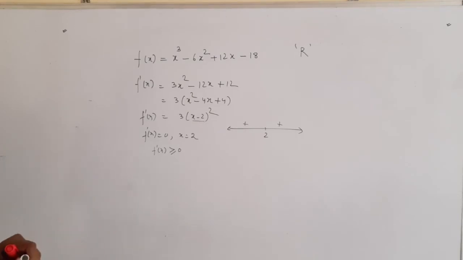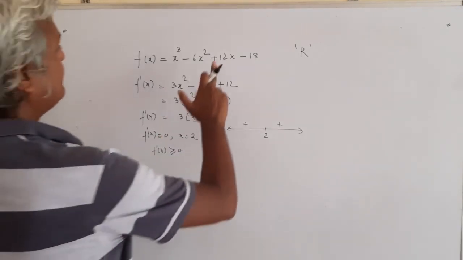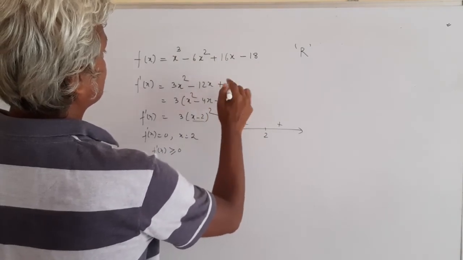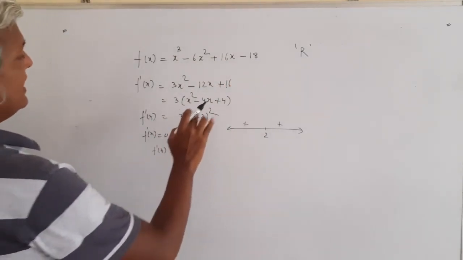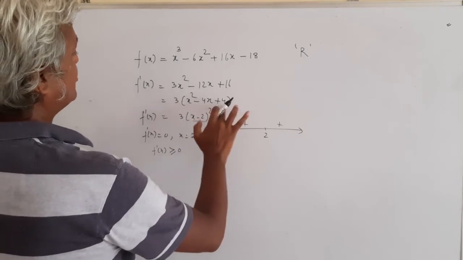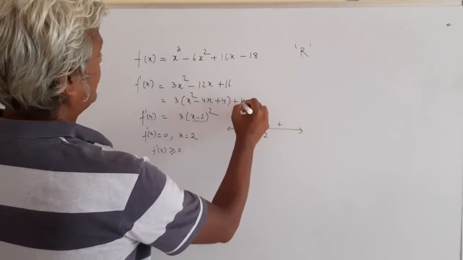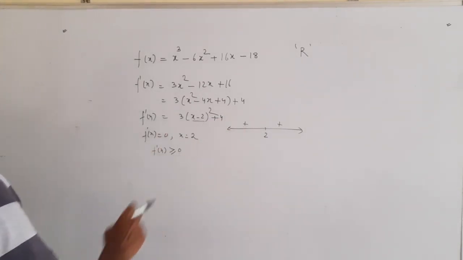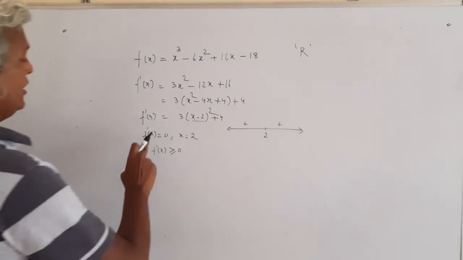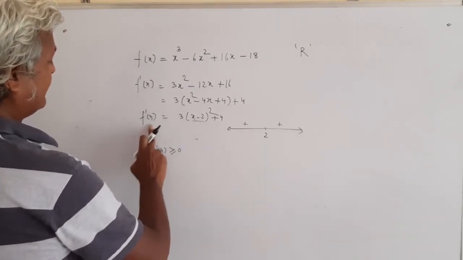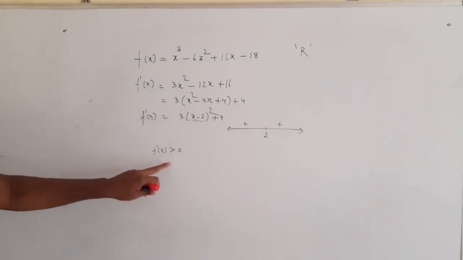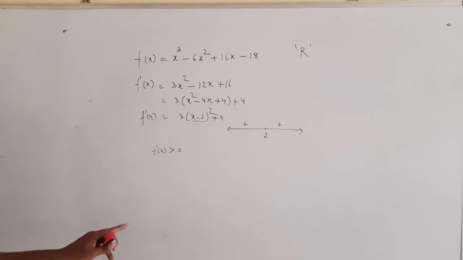Suppose I make some changes to this to make it strictly increasing. What can I do? I can make this 12x as 16x. Then I will have 3 fours are 12, plus 4 still left. So this will become 3 times (x minus 2) whole square plus 4, and then you will not have a critical value anywhere, because this will always be greater than 0. So in this condition we can say that this is strictly increasing.